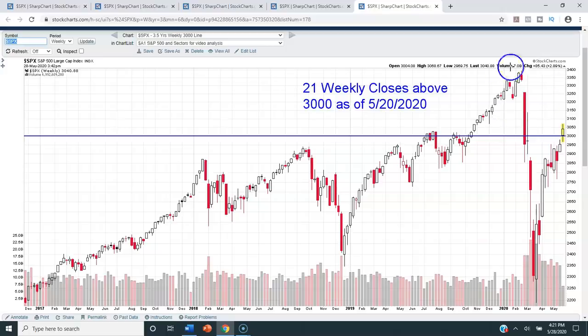And remember, the last 21 times that we've closed on a weekly basis above the 3,000 level on the S&P 500, we've done it with a lot higher earnings on the S&P 500, a lot better economy, and a lot less global uncertainty.